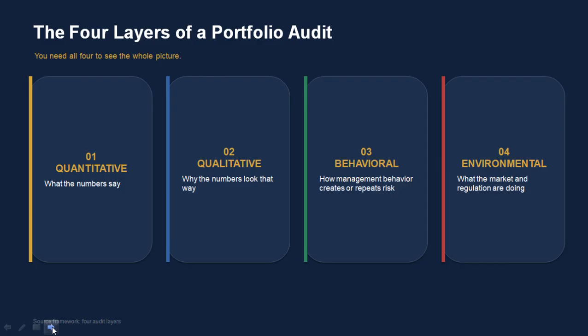The four layers of a portfolio audit. You will need all four to see the whole picture. Meaning if you have looked at level 4 without looking at level 1, 2 or 3, there is a red flag. If you look at level 3 and you don't look at level 1, there is a problem. If you look at level 2 and you don't look at level 3, there should be a problem. So what are these levels we are talking about?